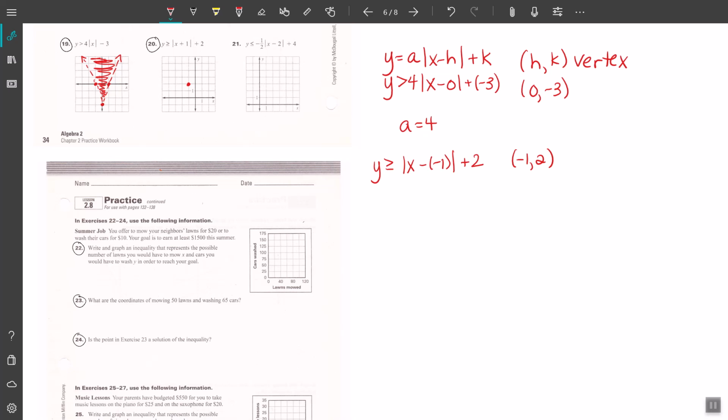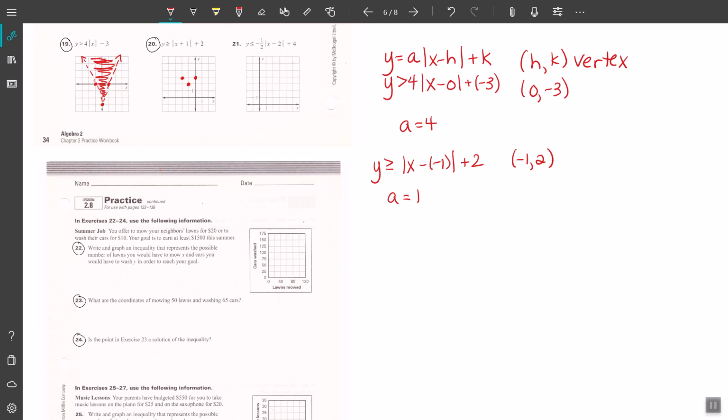My a value is not recorded, and we know when the slope is not recorded, it has a value of 1. So I'm going to get a second point by going up 1, to the right 1. I'm going to look at this vertical line that runs down through that vertex, and use that as a mirror to plot the reflection of that second point to give me a third.